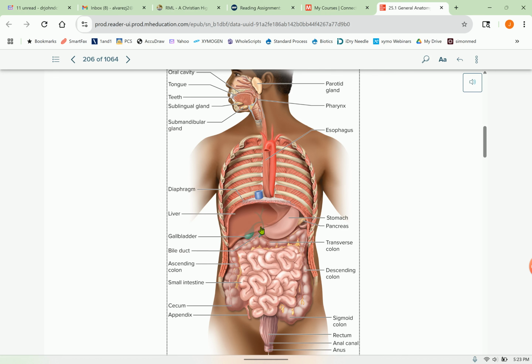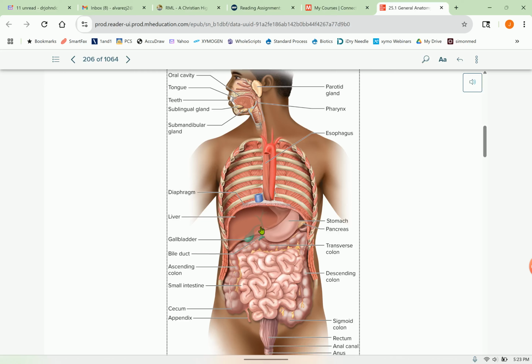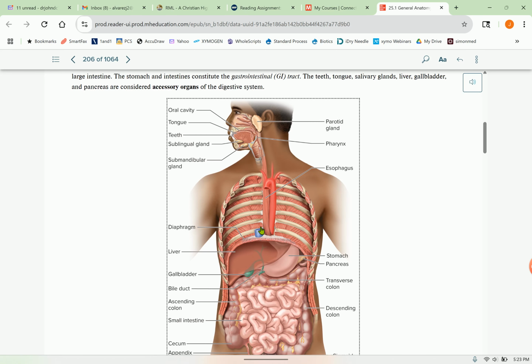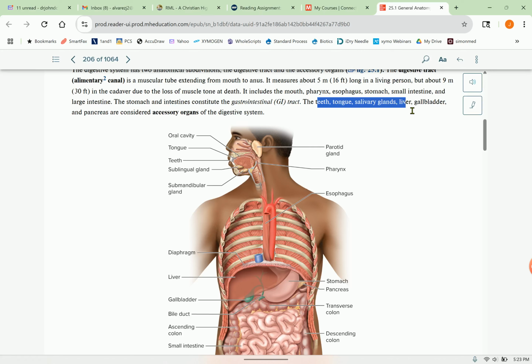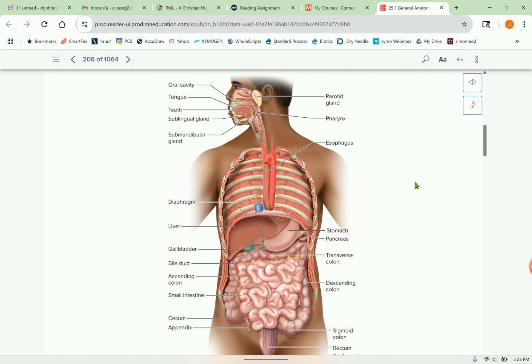And then there are accessory organs that accompany the digestive system, things like the teeth, tongue, salivary glands, liver, gallbladder, and pancreas, and all the digestive juices that the pancreas releases. There are a lot of functions within the liver and gallbladder that are accessories to helping us break down our food.